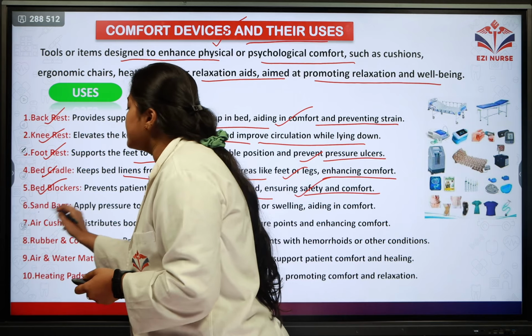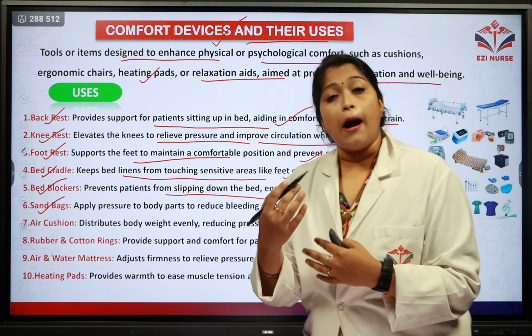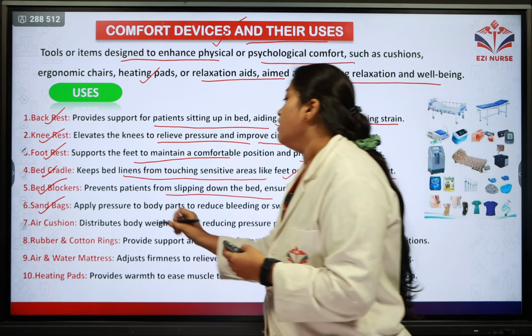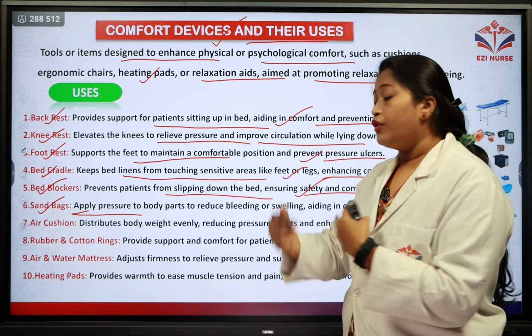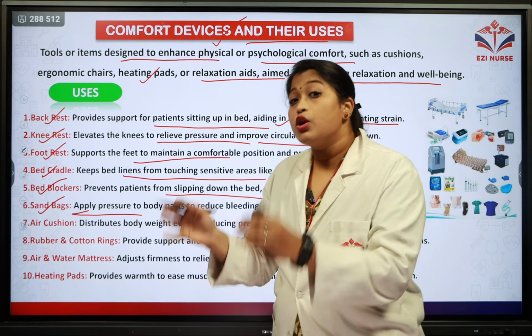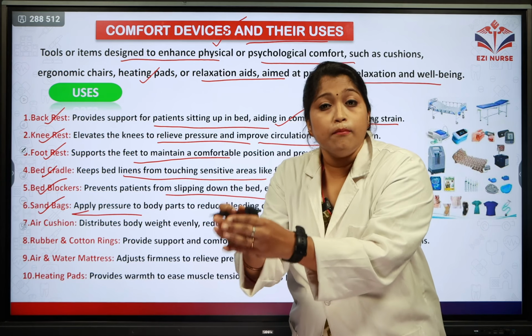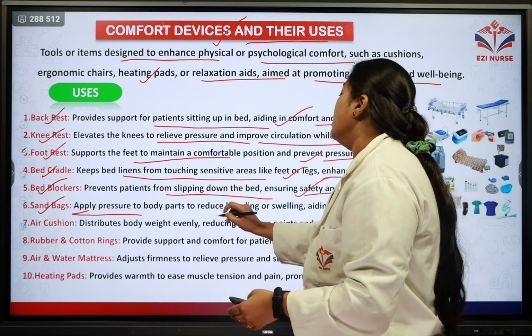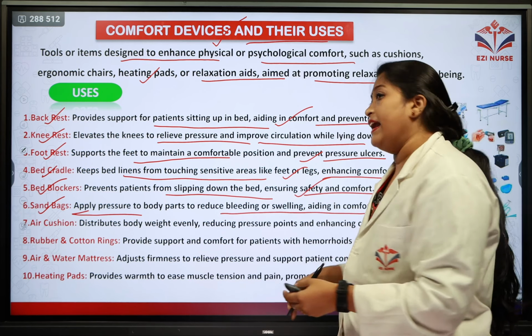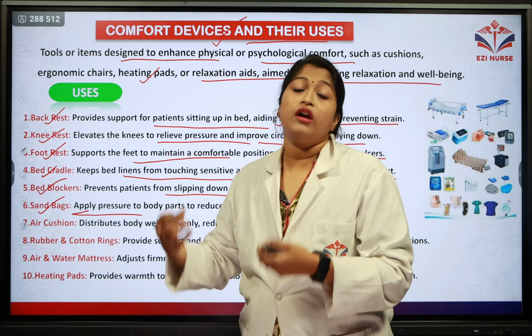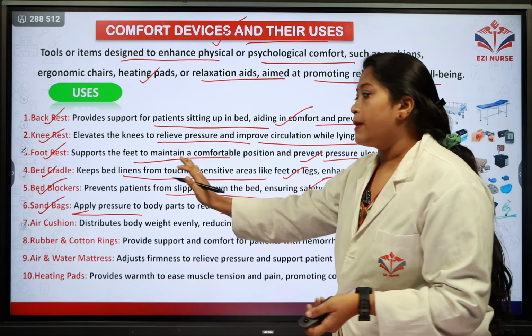So the next device is the sandbags. Here, pressure is applied to the body parts with the help of these sandbags. Usually, we use this for patients who have a fracture in order to immobilize that body part and to reduce the bleeding or swelling, which also gives more comfort. So this was about sandbags.